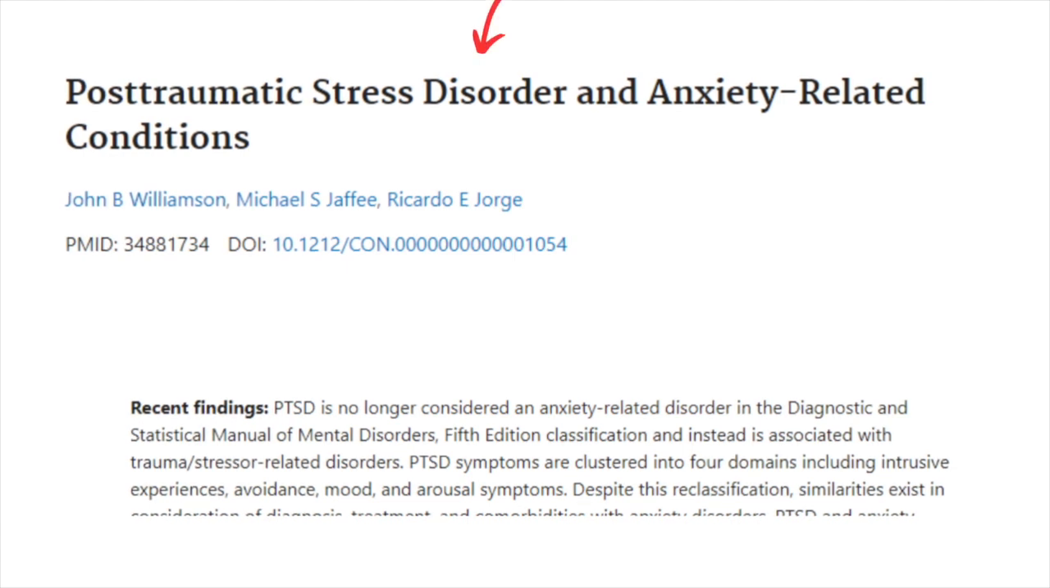But with respect to whether or not it's an anxiety disorder, I did find a study titled Post-Traumatic Stress Disorder and Anxiety-Related Conditions. And in this study, it was found that PTSD is no longer considered an anxiety-related disorder in the DSM-5, the Bible in the medical community of mental health disorders. It is now categorized as a trauma or stressor-related disorder.